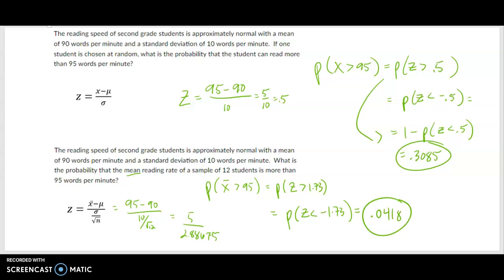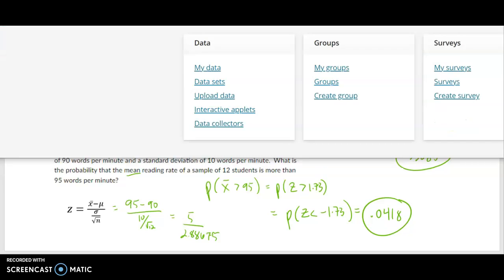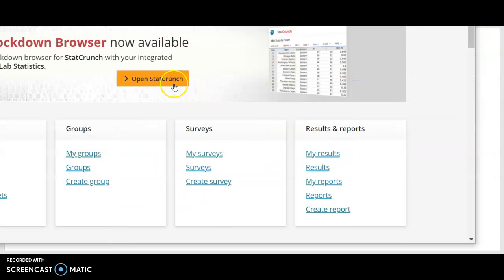Okay, now here's a way to check your work. I want to show you what you can do in StatCrunch real quick. So let me show you StatCrunch. Give me 1 second to pull it up, and we can take a look at how to take a look at these guys in StatCrunch.